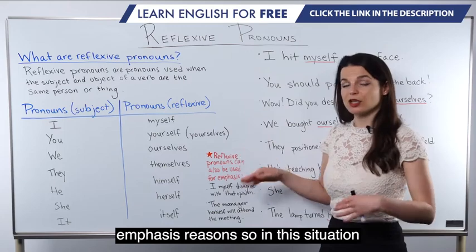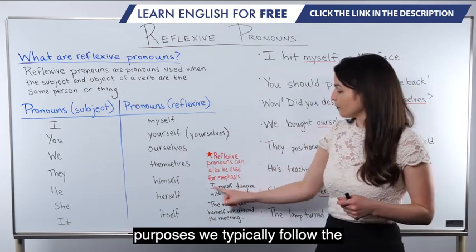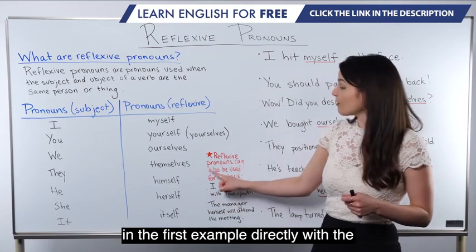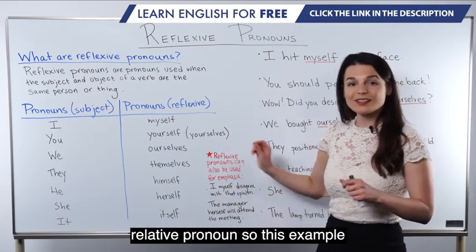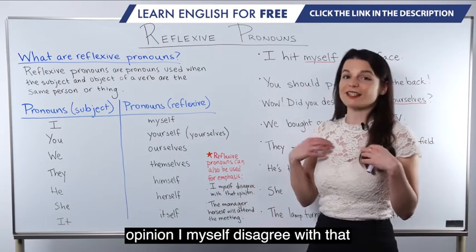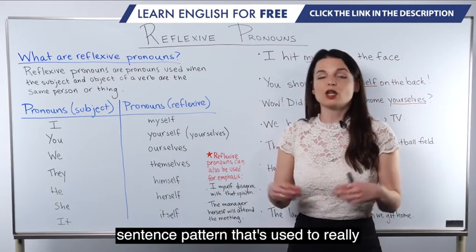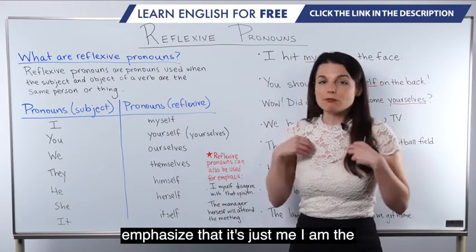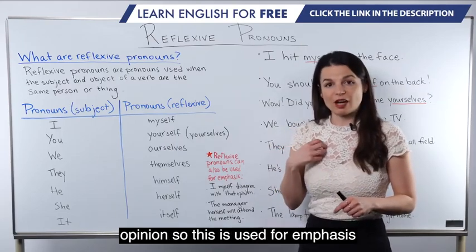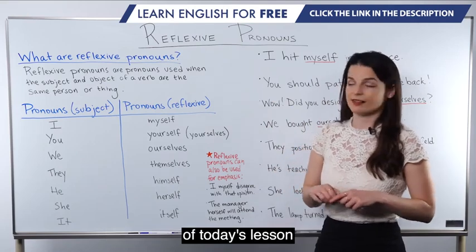So in this situation, when we use these pronouns for emphasis purposes, we typically follow the subject, in this case I, in the first example, directly with the reflexive pronoun. So this example sentence is, I myself disagree with that opinion. So this is an example of a sentence pattern that's used to really emphasize that it's just me. I am the only person that disagrees with that opinion. So this is used for emphasis. Let's look at one more example of this use, and then we'll move on to the focus of today's lesson.